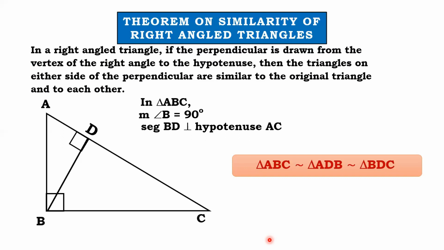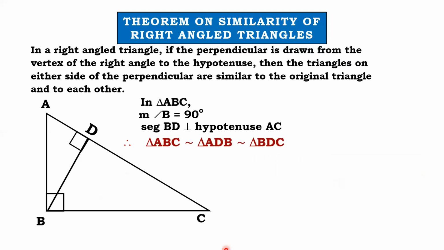If these two conditions are satisfied, then only we can say that triangle ABC is similar to triangle ADB, similar to triangle BDC in this figure. Is it clear? So this is the presentation for the theorem on similarity of right angle triangles. From this theorem we can prove all three triangles similar. Got it? But to prove them similar, there are two conditions.